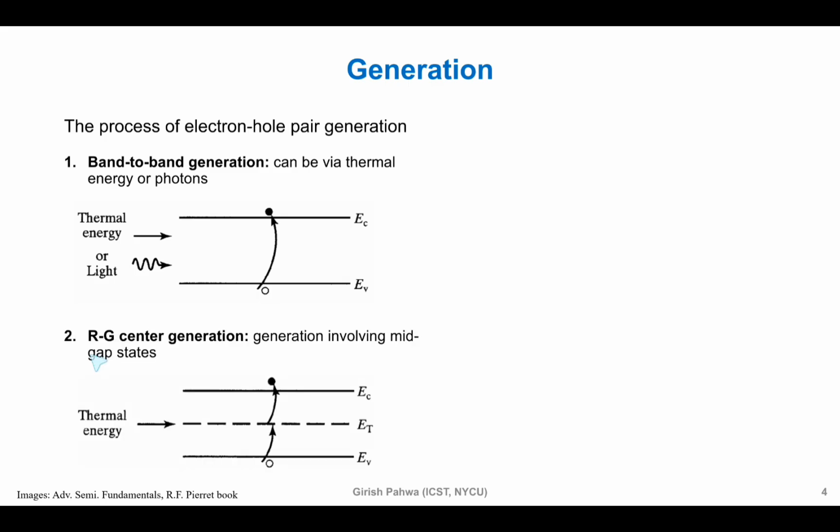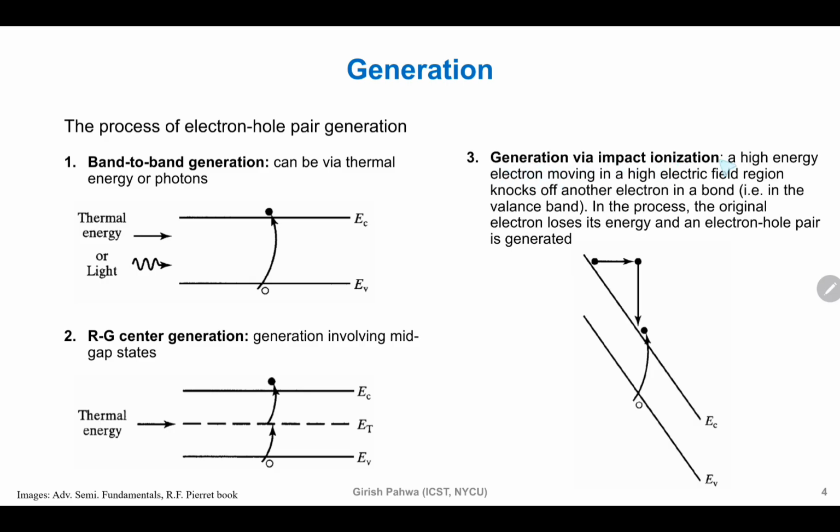Okay, so similar to the recombination, there can be RG center generation. So the generation can also be assisted by these mid gap levels or the trap levels. So first the electron in the valence band will go here, it will get some thermal energy and go here, and then it will get more thermal energy and go to the conduction band. Okay, so it can happen indirectly through the RG centers as well.